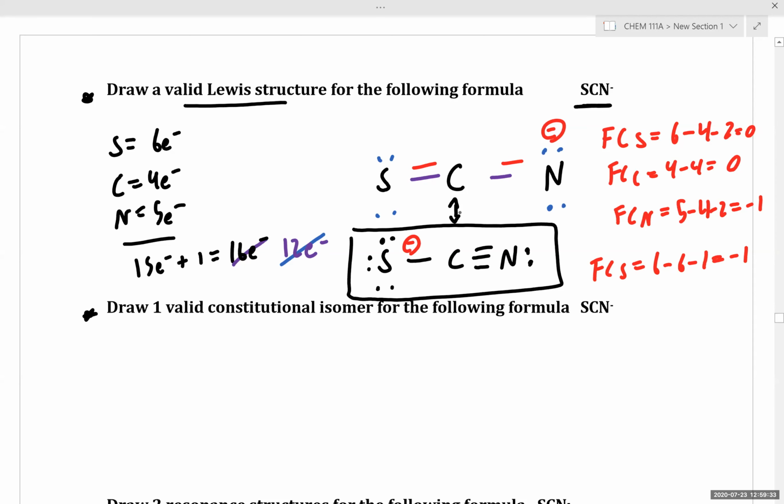Now, let's take what we've seen for the following formula and let's try to draw a constitutional isomer. So we have the following. If sulfur forms a triple bond, that would be a structure. However, it places a positive formal charge on sulfur, so it's not very highly preferred. Does that make sense? So the logic is fine in terms of the octet rule. It just would not have very good formal charges.